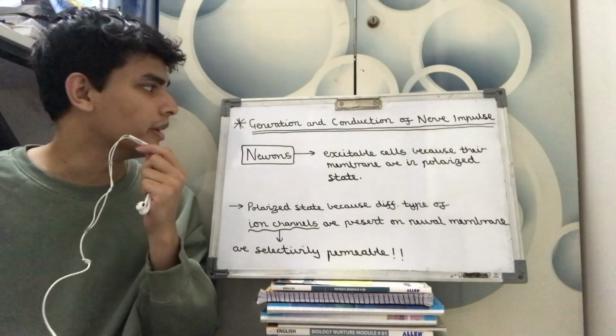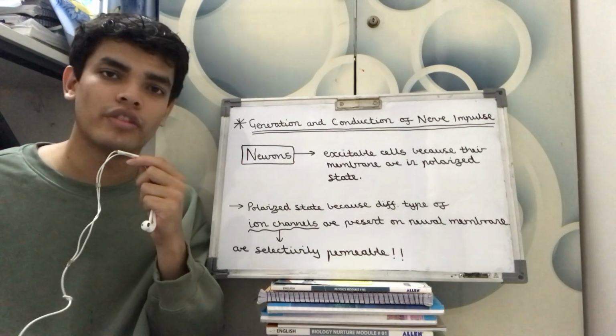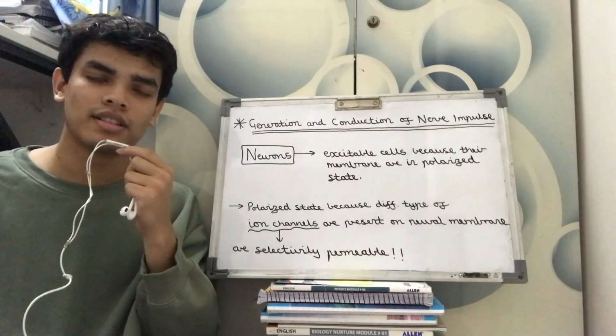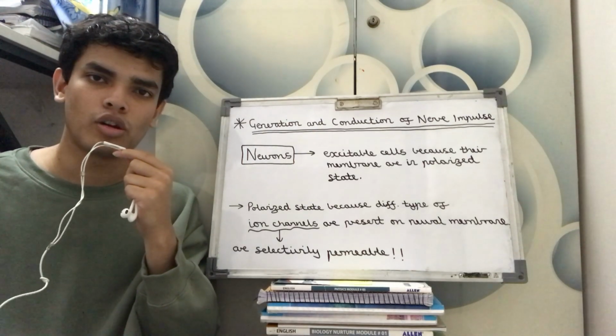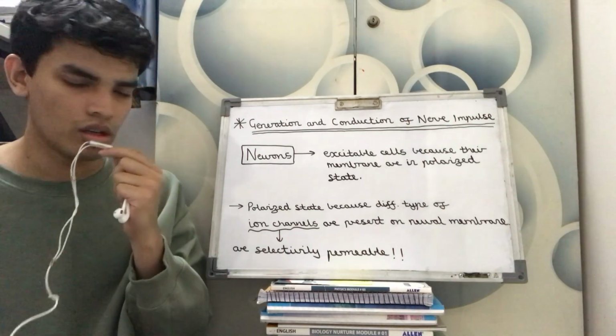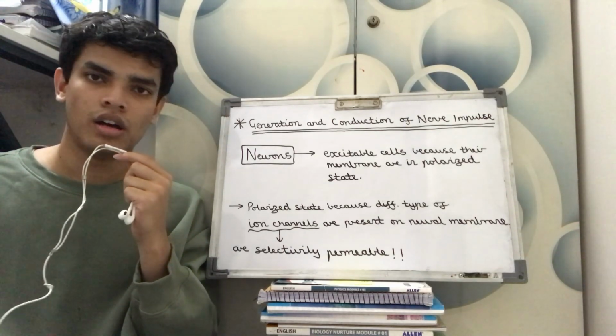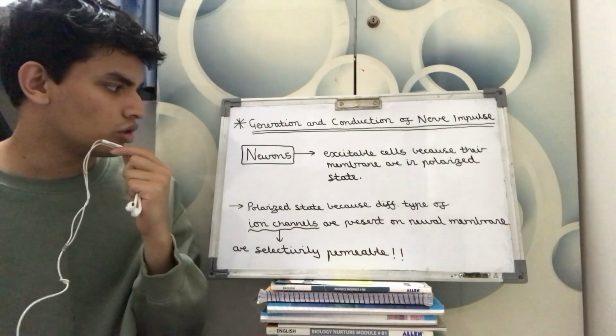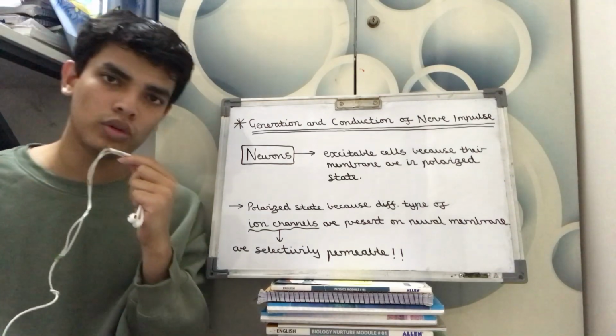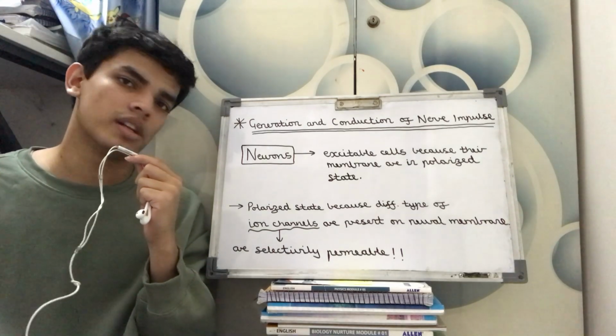So today we will be doing generation and conduction of nerve impulses. This is in the chapter of neural and chemical coordination, the chapter in which there is resting potential and all that. We will be learning how the impulse travels, and what the voltage gates are.